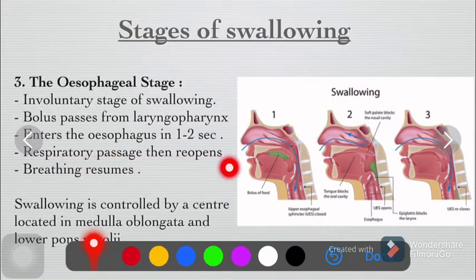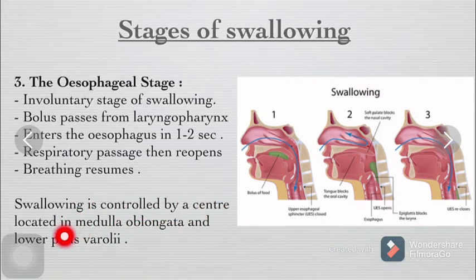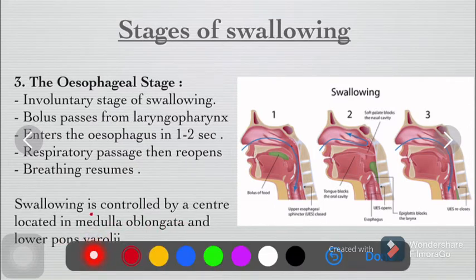Respiratory passages then reopen. In the last stage we read in the pharyngeal stage that the breathing was temporarily interrupted. So in this stage, the esophageal stage, the respiratory passages reopen, which will resume the breathing. Swallowing is controlled by a center located in the medulla oblongata and lower pons varoli. So this is an MCQ question. Which center controls swallowing? The center controlling swallowing lies in the medulla oblongata and lower pons varoli.